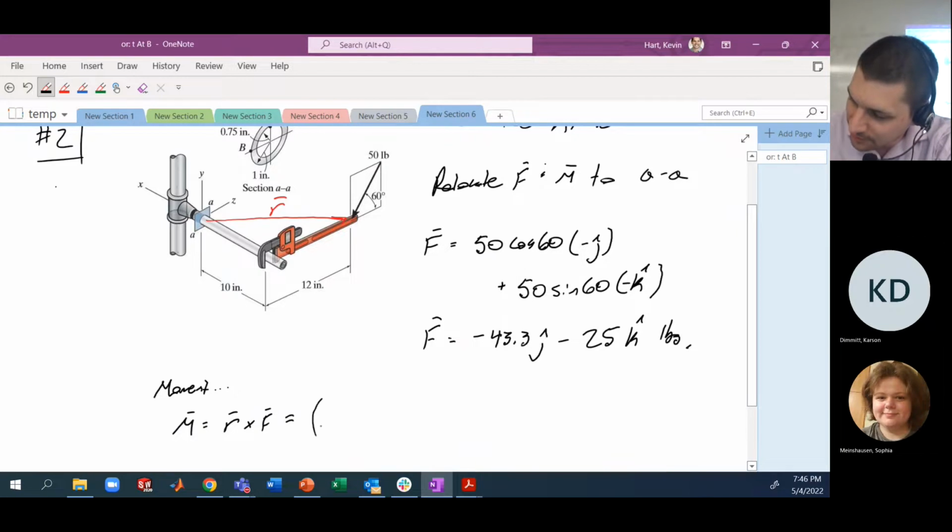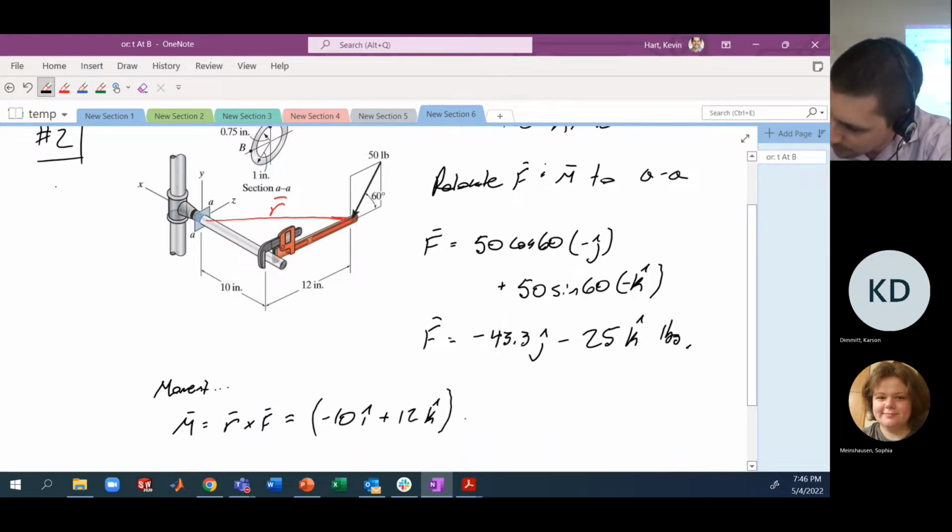So here, this position vector, negative 10 i hat plus 12 k hat inches, crossed with this force, which is just right here. Got that?